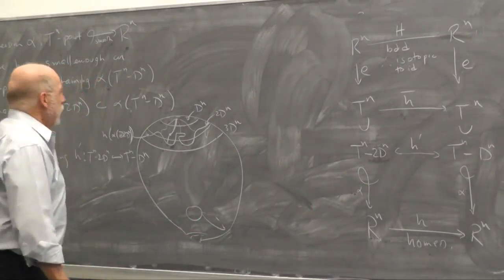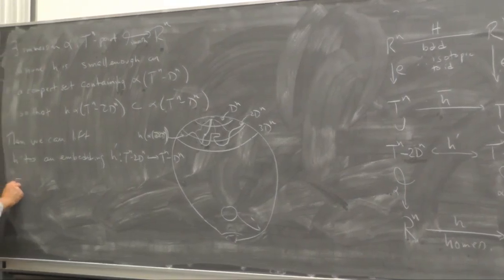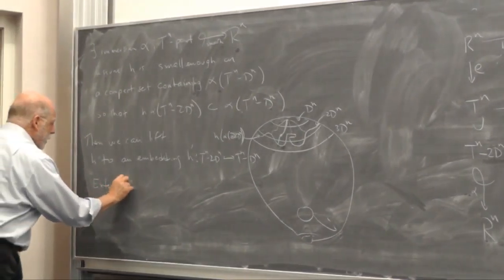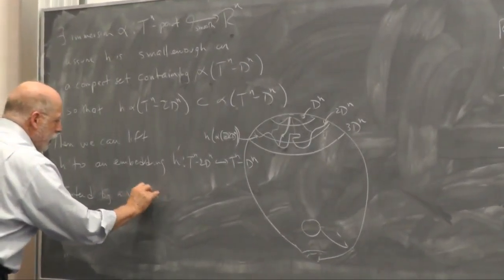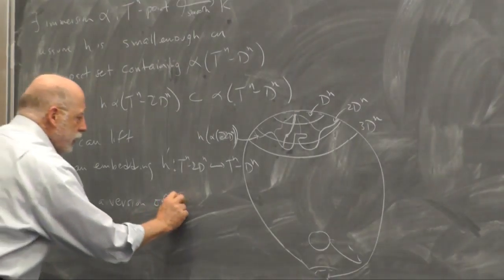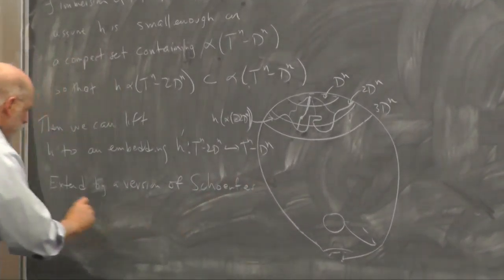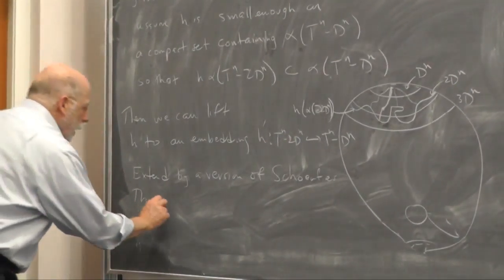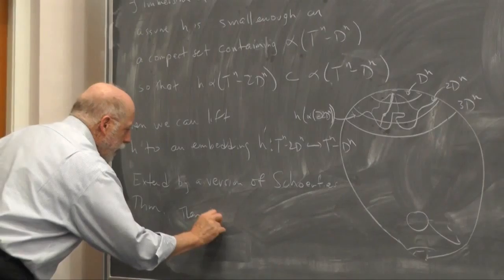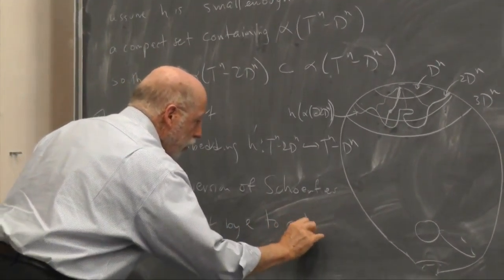So I guess maybe the next step is lift the h prime, extend a version of it. Then lift by E to a bounded homeomorphism.